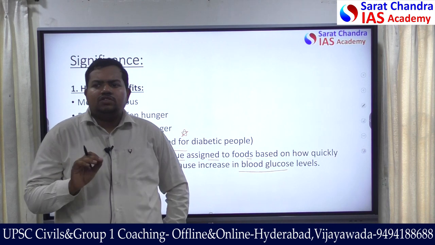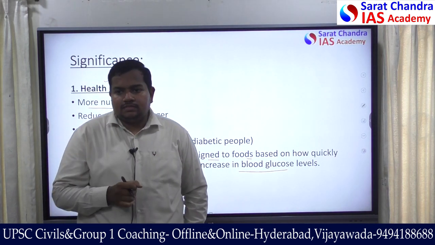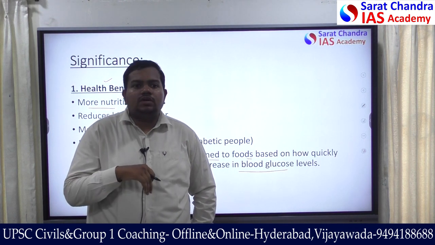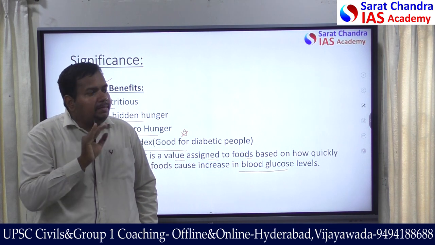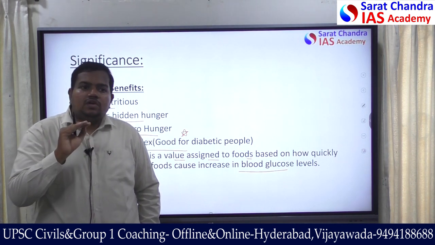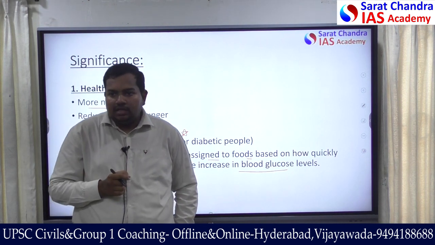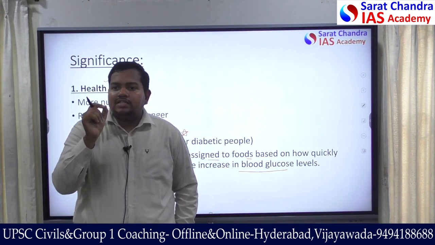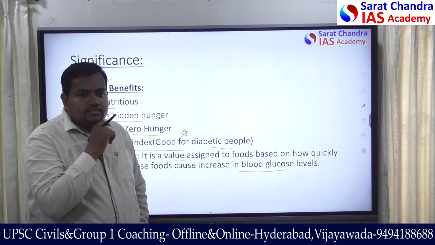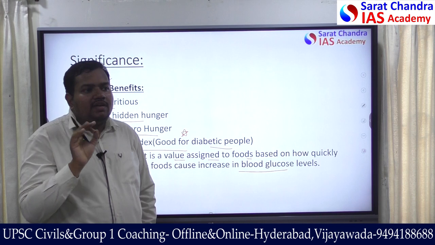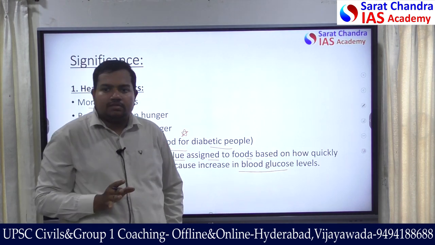That means if we consume rice or wheat, because they contain high carbohydrates, our glucose level is going to increase by a substantial amount. But when we consume millets, our glucose level is not going to increase too much. So that we call glycemic index. And millets have very low glycemic index. And for whom it will be useful? Diabetic people. Okay. So this point, whenever you are going to write significance of millets, compulsorily you have to mention.